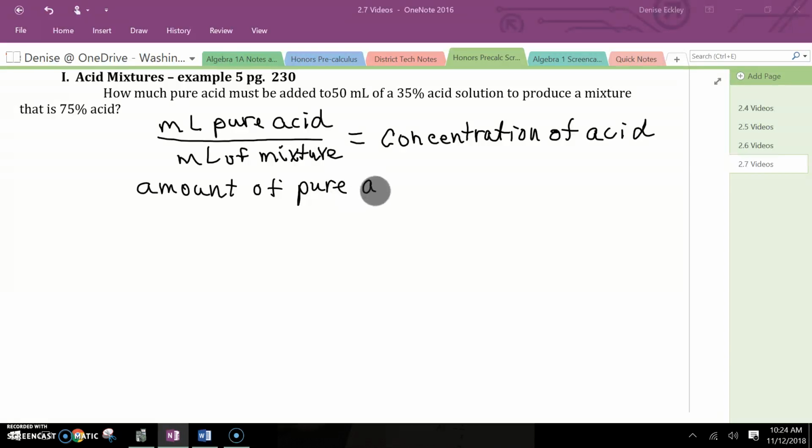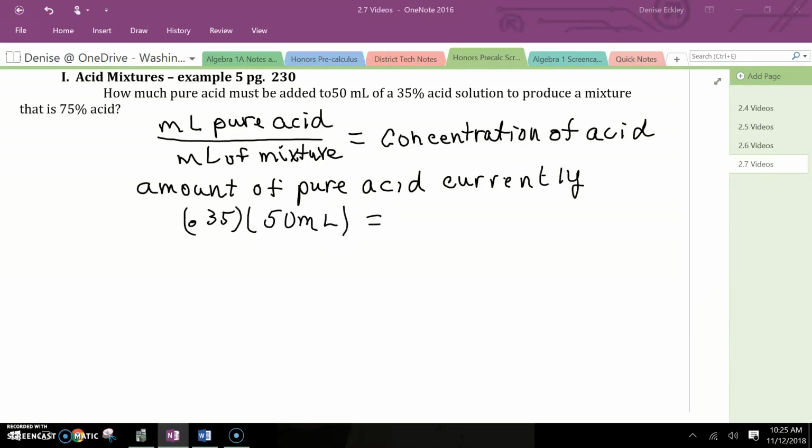The amount of pure acid in our current solution is found by taking the percentage of acid, 35%, so 0.35, and multiplying that times the entire solution. That'll tell us how much of it is acid. When we do that, we find that 17.5 milliliters is pure acid. So the question is, how much more acid do we have to add so that we have a 75% solution instead of 35%? We're going to let X be the amount of pure acid added.